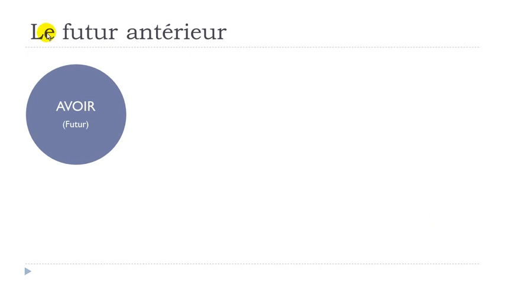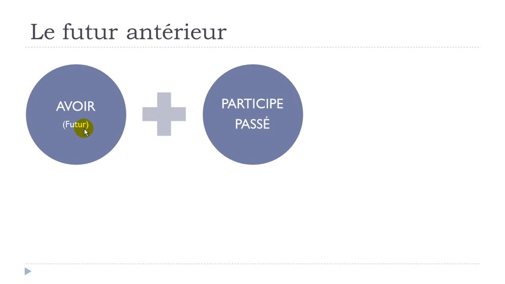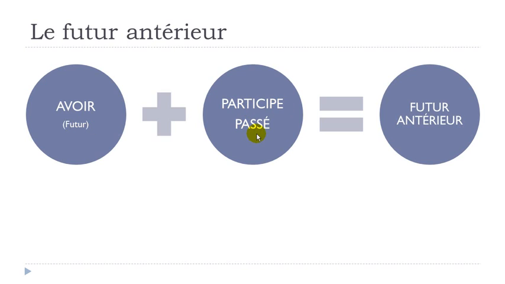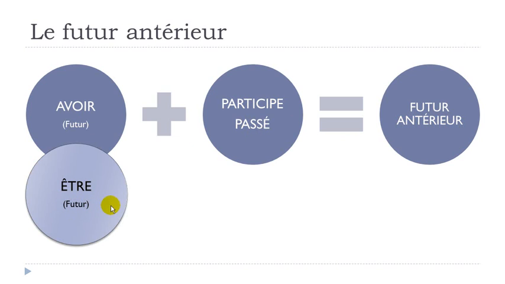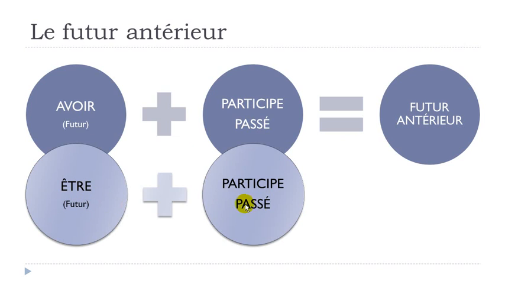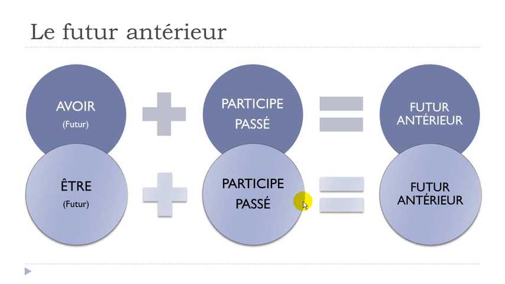If you want to construct this futur antérieur form, first you will have for most of the verbs avoir, and it should be at the future form, and then the participe passé form, and you will get your futur antérieur. In some cases, you will have to use être at the future form, then your participe passé form, and you will get the futur antérieur form.